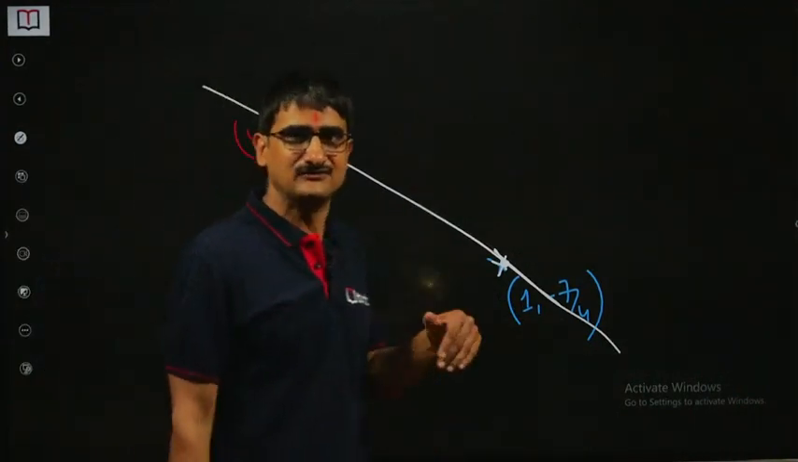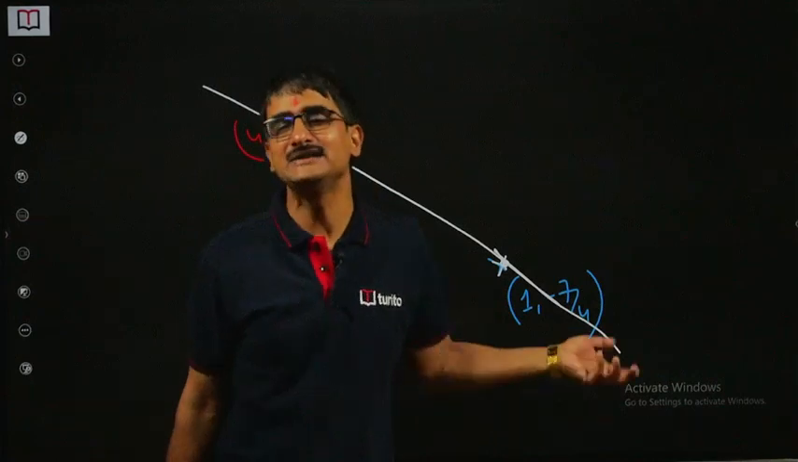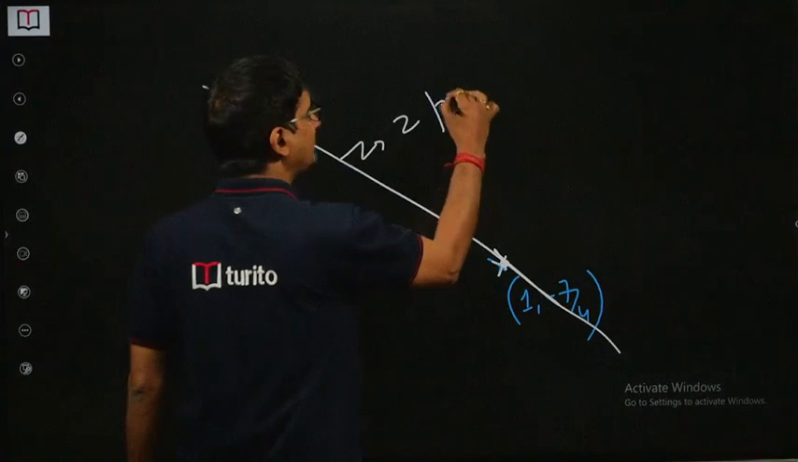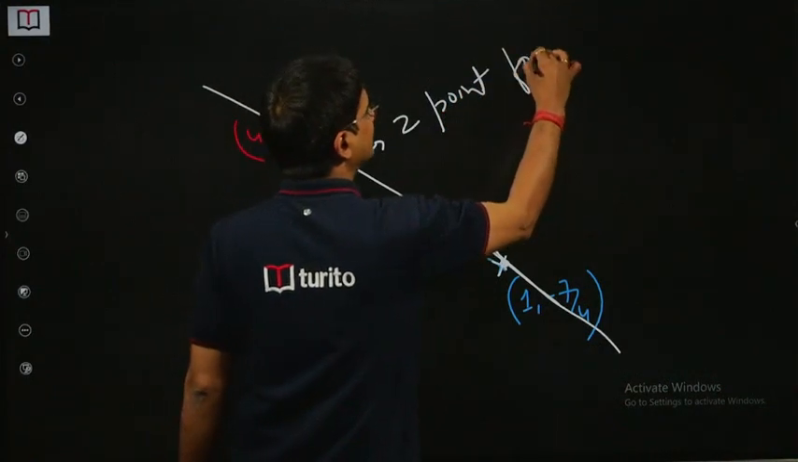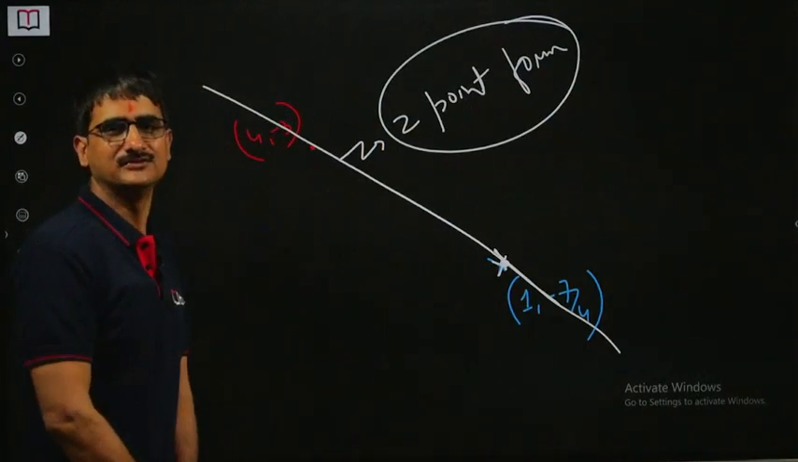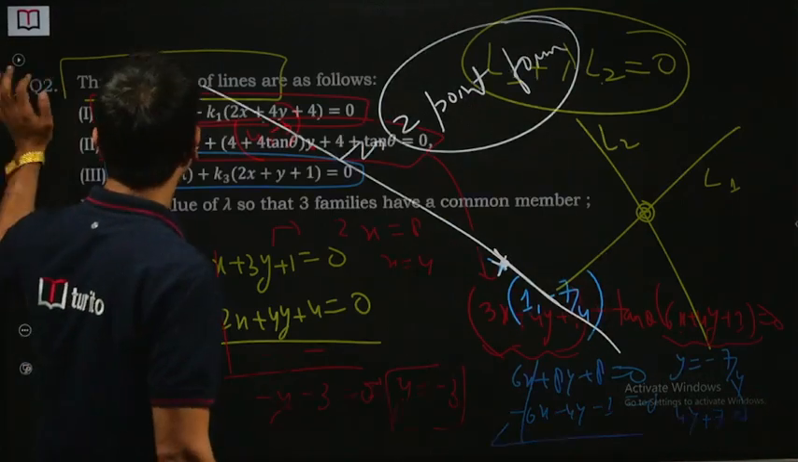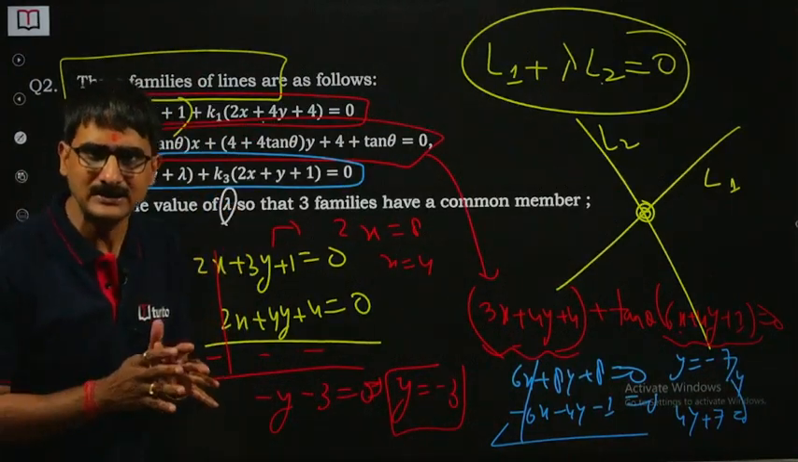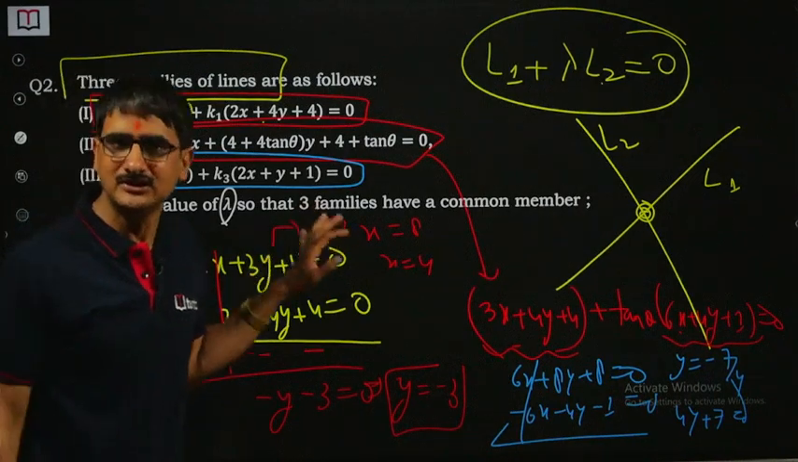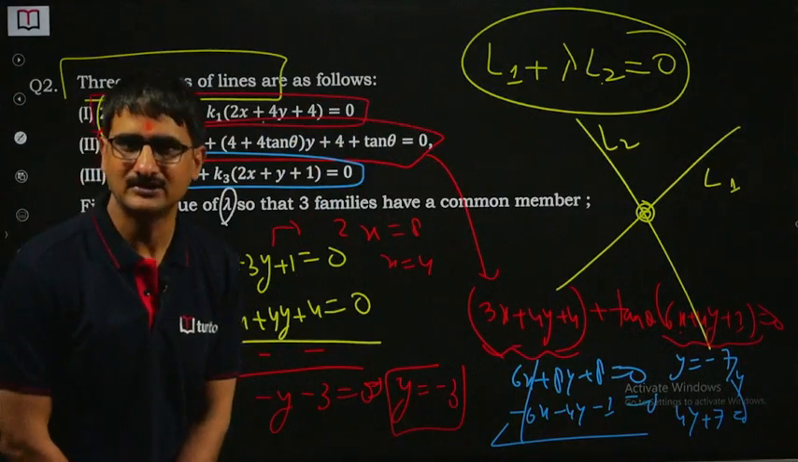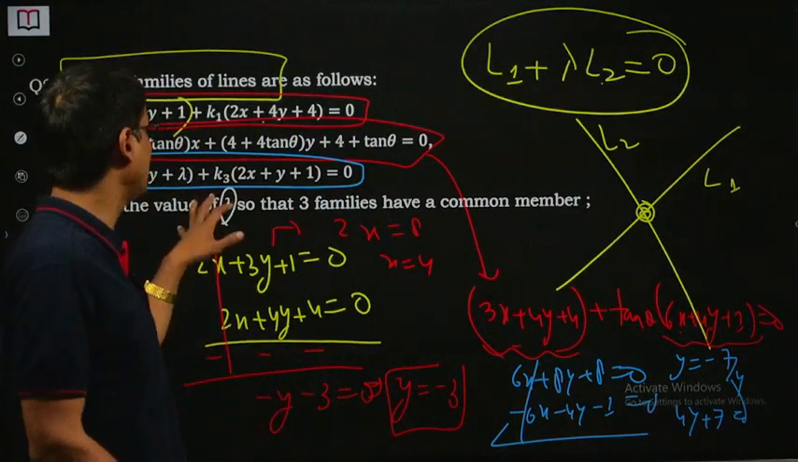Now if all three have a common member, that means get this line using the two-point form of the equation of a line. After getting this line, put the value here and compare it with this one. You need to compare it with this one, and then you get the equation of the line or the value of lambda here.